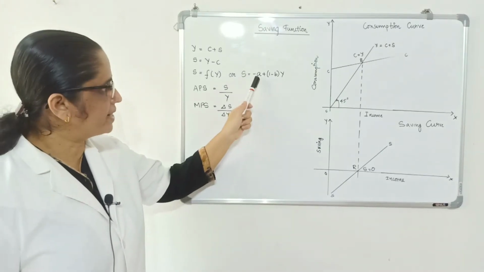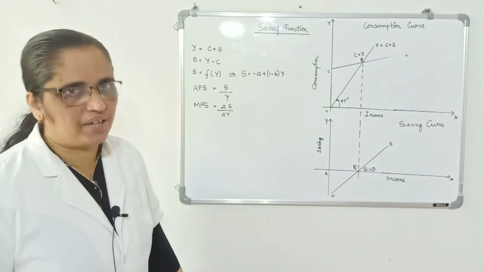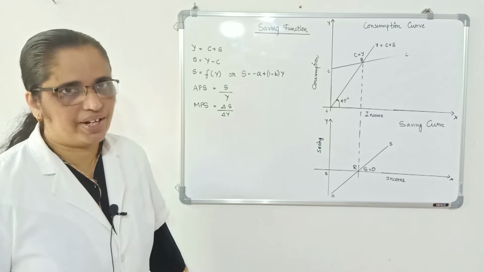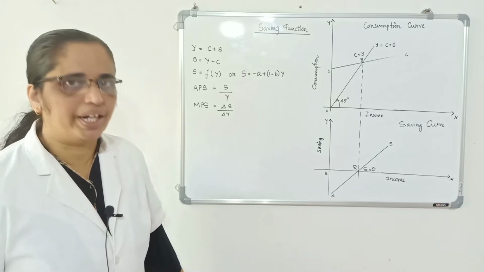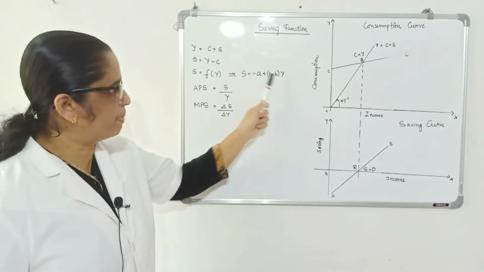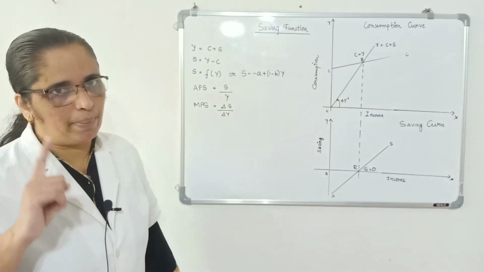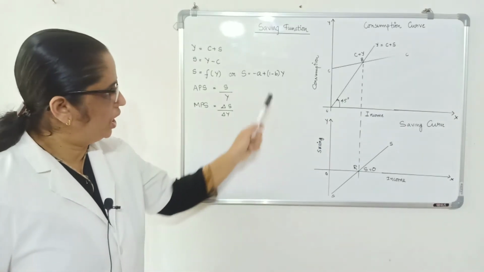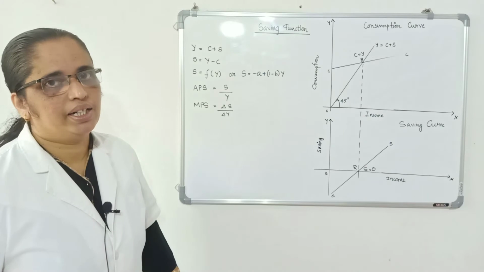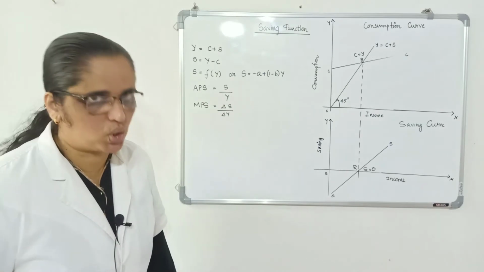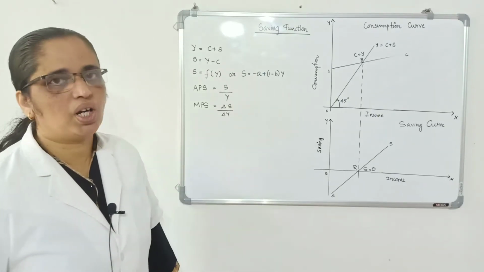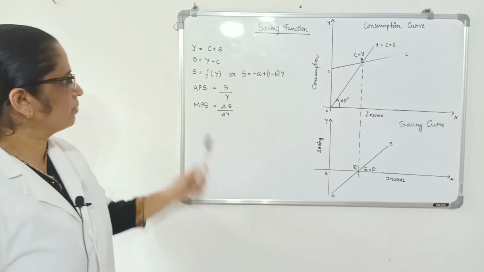Here minus a stands for negative savings, that is, savings at a zero level of income. 1 minus b means 1 minus MPC. 1 minus MPC is equal to MPS. Y stands for level of income.